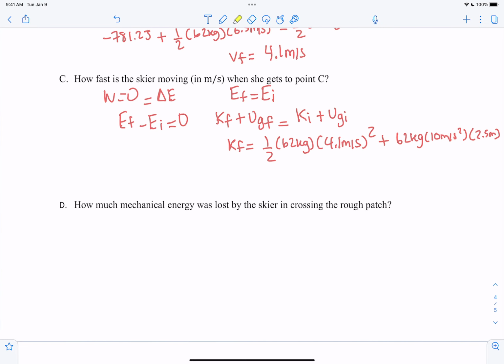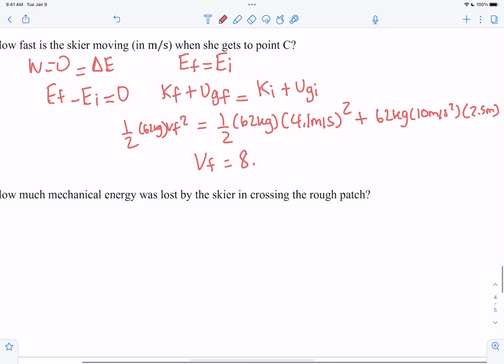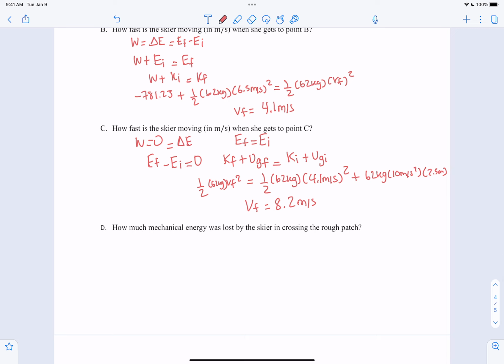And then that should be equal to half m vf squared, right? This is half times 62 kilograms and then times vf squared. And so then we can easily figure out what vf is once we solve this whole thing here, right? And we should get around 8.2 meters per second or so, right? So roughly double the speed once you reach that bottom point. Makes sense, right? Once you go downhill, you start speeding up, so there should be an increase in kinetic energy and a decrease in your gravitational potential energy. Make sense for part C?